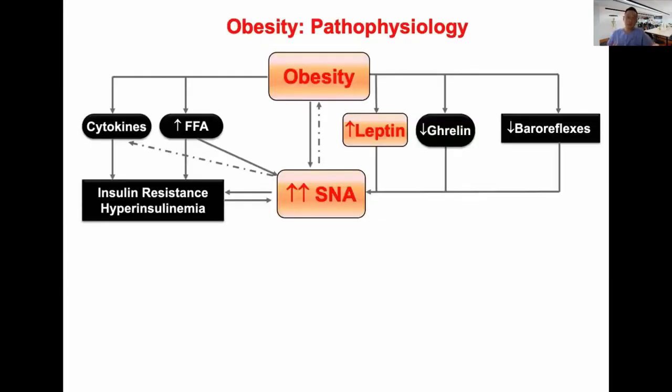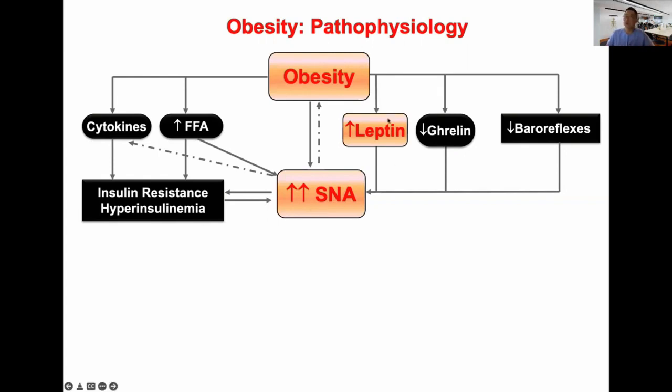Now, obesity is a popular topic, but to refresh our memories, let's go through some of the key changes and how they occur. So, obesity leads to increase in cytokines and free fatty acids, which causes insulin resistance and hyperinsulinemia, meaning there is an abundant amount of insulin in our body.